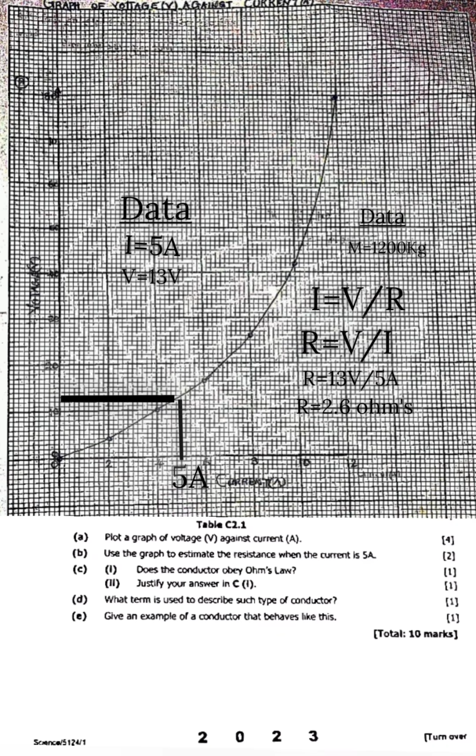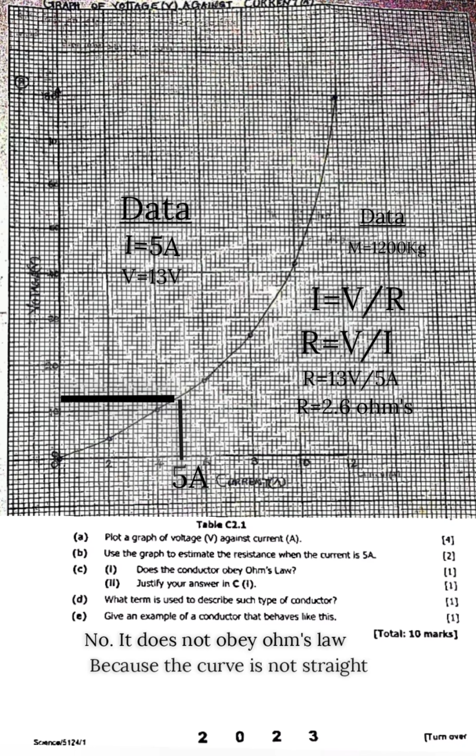Then Roman numeral 1 is saying, does the conductor obey Ohm's law? Now, as you can see, the curve is not straight. So I'm going to say it does not obey Ohm's law. Roman numeral 2 is saying justify your answer. So here I'm going to say because the curve is not straight.